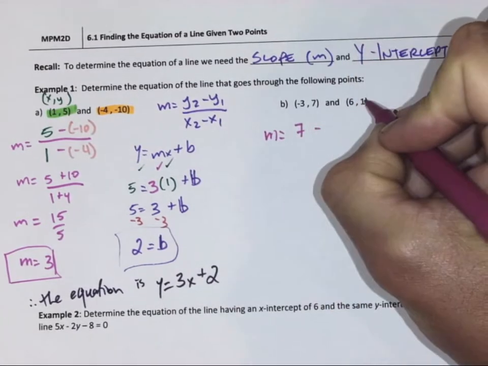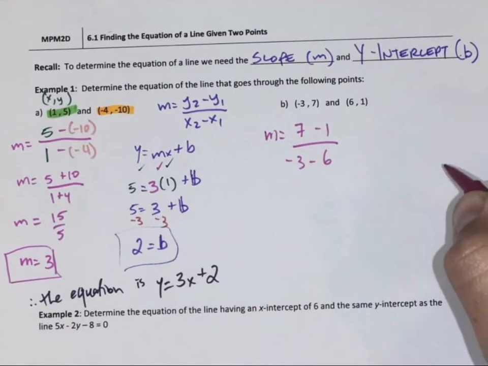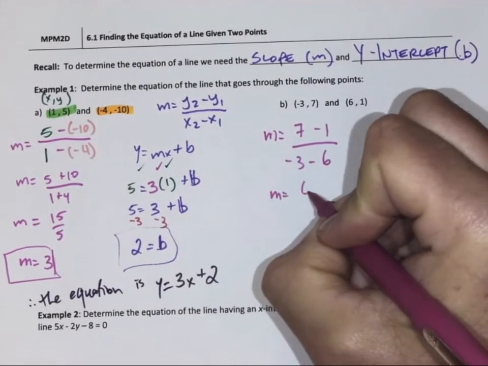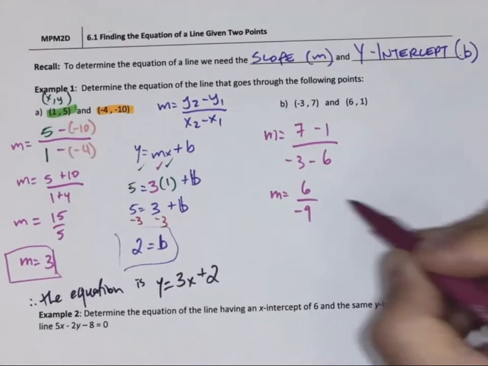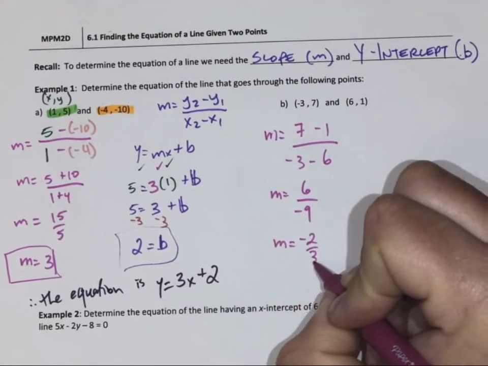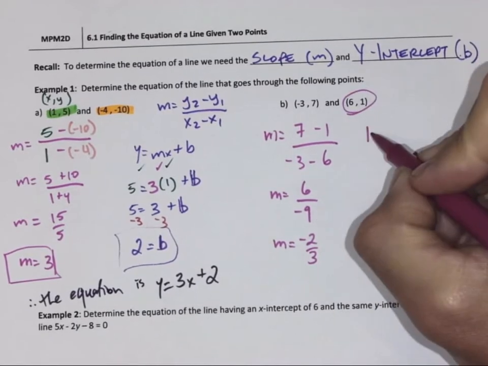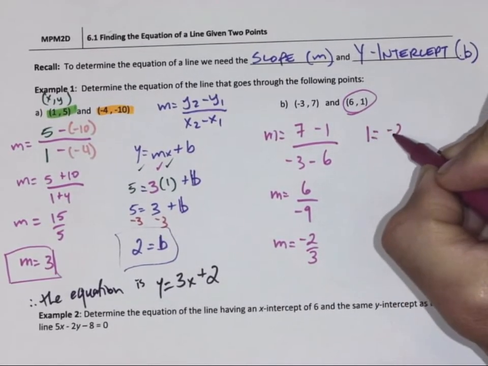7 take away 1 over -3 take away 6. We reduce the fraction as we can. Our slope is -2/3. I'm going to use that point. Y is 1. Our slope -2/3.